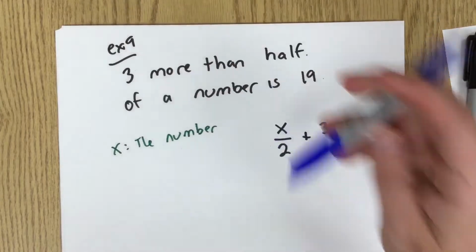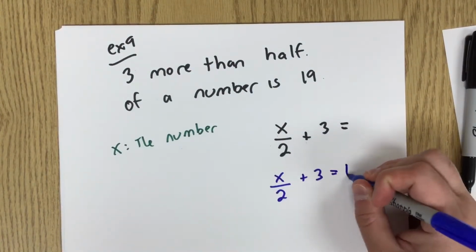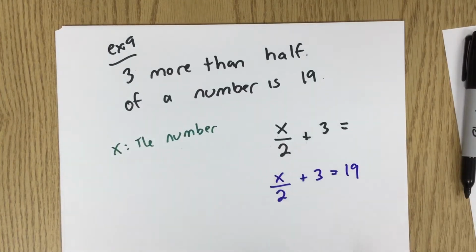Oops, should have been doing this in the other color. X over 2 plus 3 equals 19. And that's our equation. Let's hold on to this one slightly. We're going to need that one back in a second.